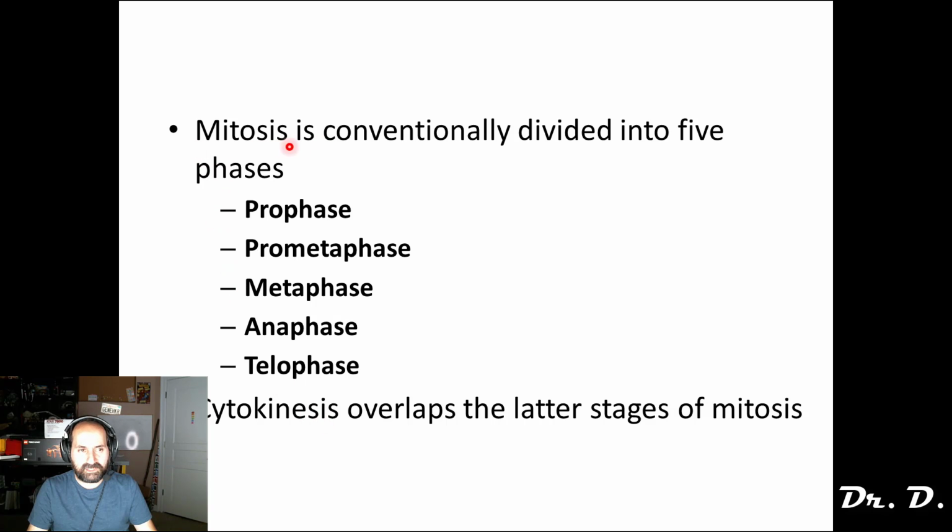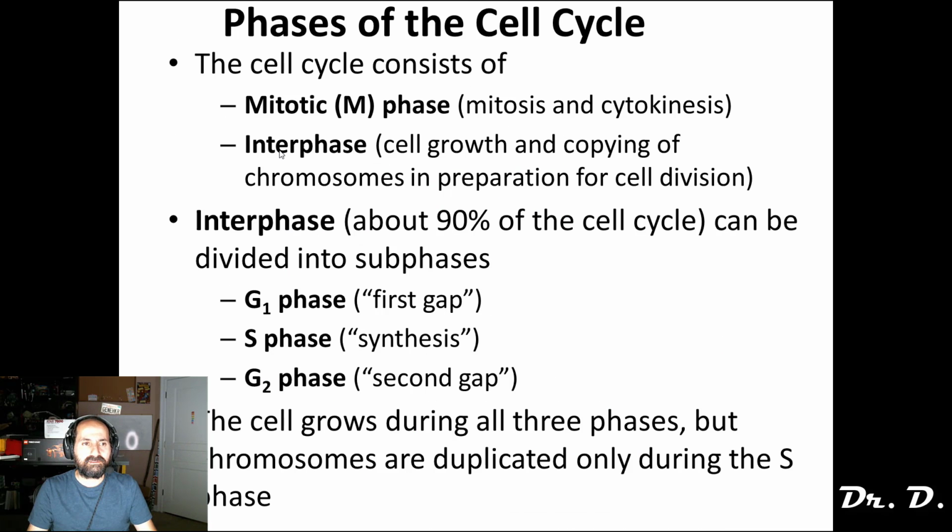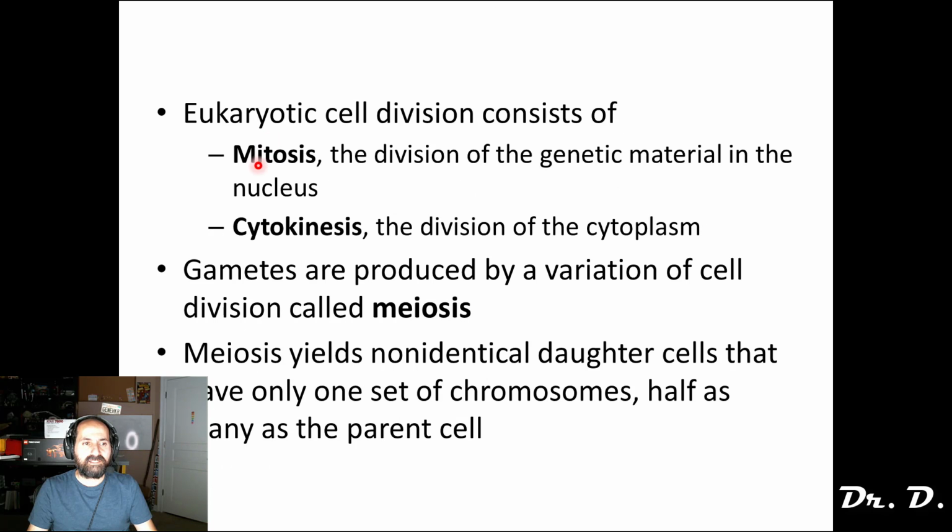So what's the difference between mitosis and cytokinesis? They're both part of M phase, but what is mitosis? Let's see if I have a good definition. Mitosis is the division of the genetic material in the nucleus. Did you follow that? Mitosis is when the DNA separates. You could think of it like the sister chromatids separate from one another. The DNA separates to give you two genetically identical cells. That's mitosis.